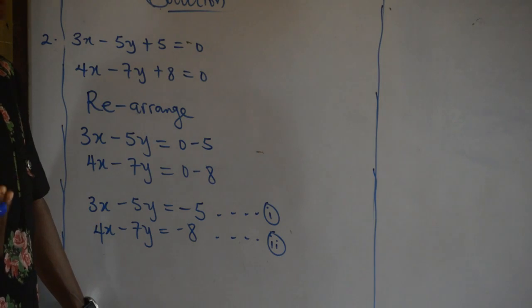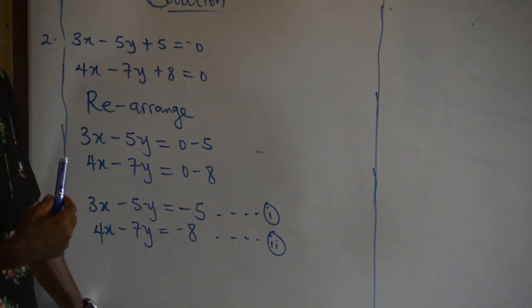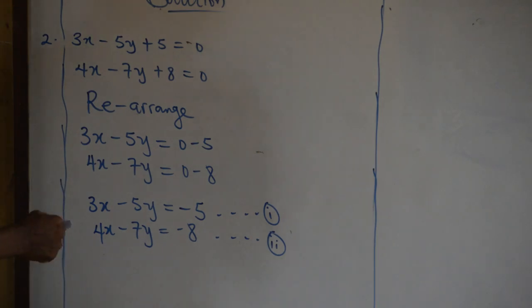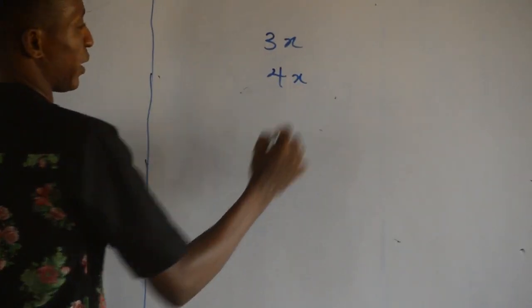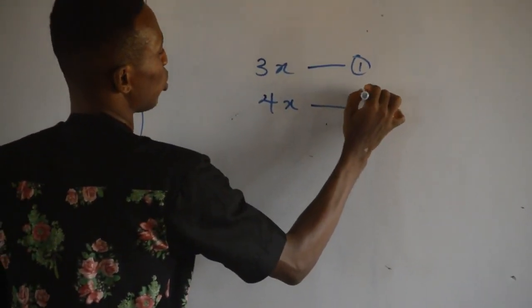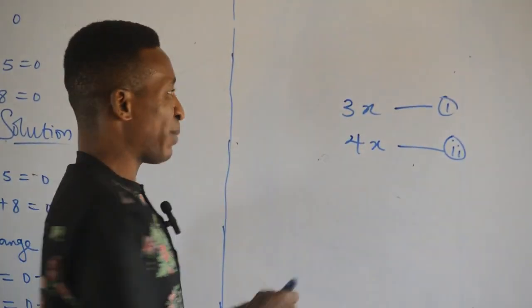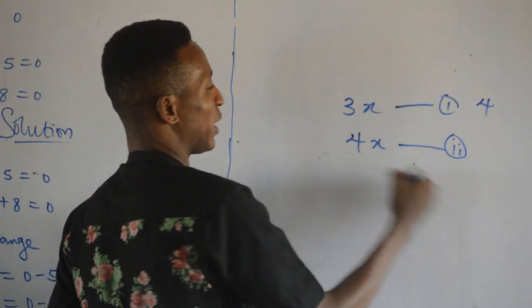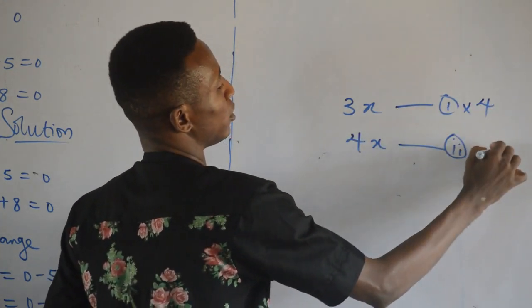Is it x or y? Initially, when I was in the first one, I started with y. So let me start with x now. If I'm starting with x, that means I want to make my x to be having the same value. Here, for equation 1, we have 3x, and equation 2, we have 4x. So if this is standing as your 1, and this is standing as your 2, what you're going to do is this: take this 4, use it to multiply everything in equation 1. Then this 3, use it to multiply everything in equation 2.